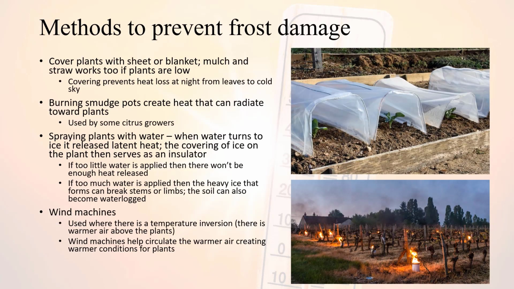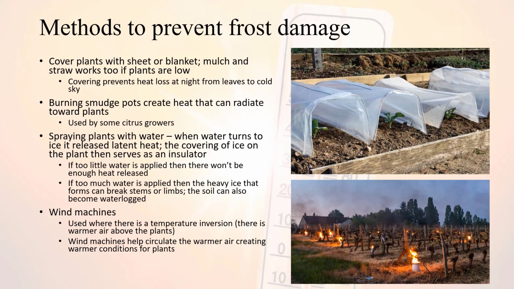So there are several methods to prevent frost damage. Probably the most common or easiest one is to just cover your plants with either plastic sheeting or mulch or straw. And that's going to prevent heat loss, particularly at night, right, when your temperatures are colder and your plants are most susceptible to frost damage. You can also burn smudge pots to create heat that can radiate towards your plants. You can also spray your plants with water, which you might have heard or read about at different orchards. When water turns to ice, it actually releases a little bit of heat, and then the covering of that ice serves as an insulator to protect your plant.